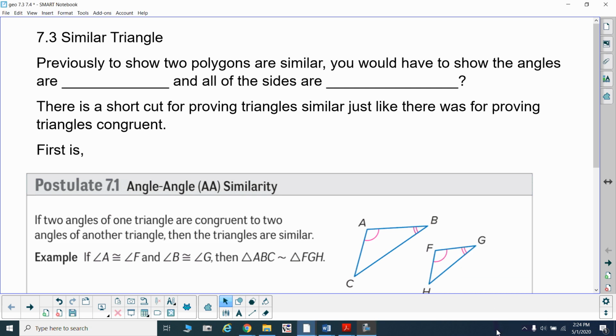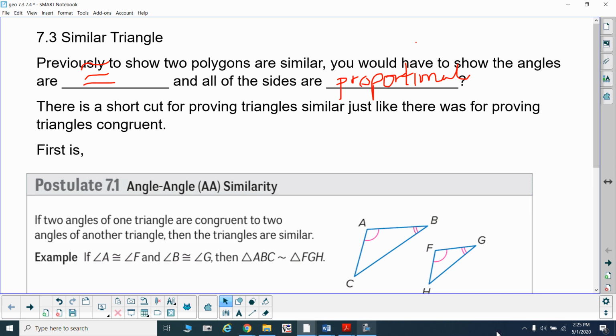All right, 7.3 is about similar triangles. Before we just talked about similar figures. Previously, to show any two polygons are similar, you'd have to show that all the angles are, and hopefully you are thinking not similar, but the angles actually have to be congruent. And all the sides are proportional.